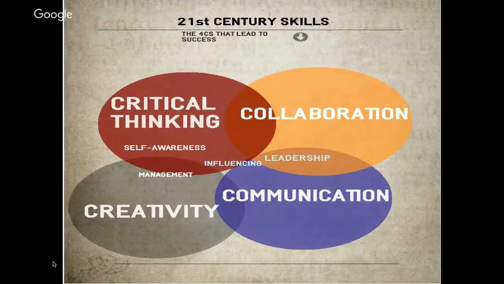Remember the 4 C's that we have in 21st century skills? The 4 C's that lead to success: critical thinking, collaboration, creativity, and communication. But we also need to teach them other soft skills such as self-awareness, management, influencing, leadership. You need to work on these skills and show them that you're going to help them be successful in life, not only in the English classroom, in other classrooms, and in general in their life. You're preparing them to be professionals in the future.